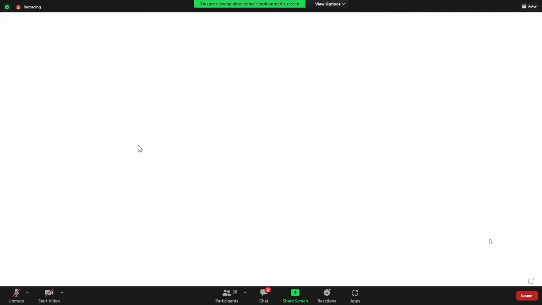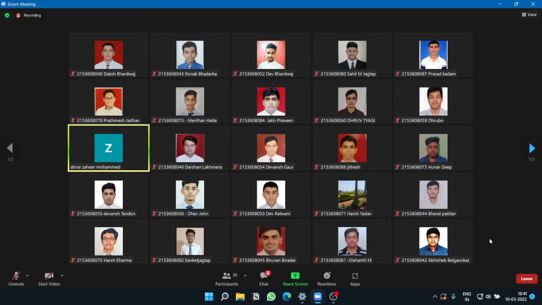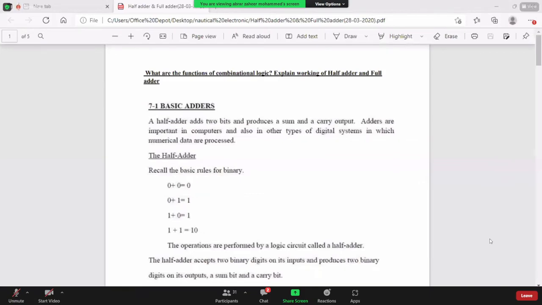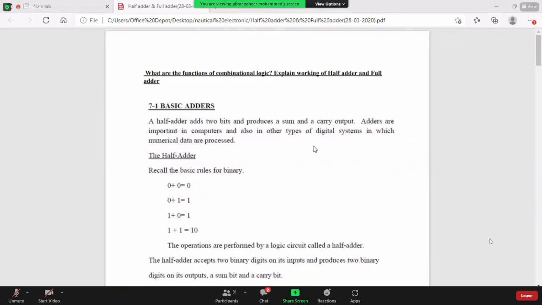Now we'll see the next topic, that is the half adder and the full adder. The next topic is the adders. So here we are having the two adders. The basic adders here are the half adder and the full adder.